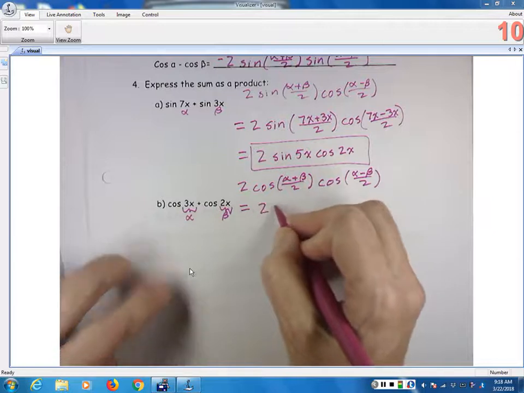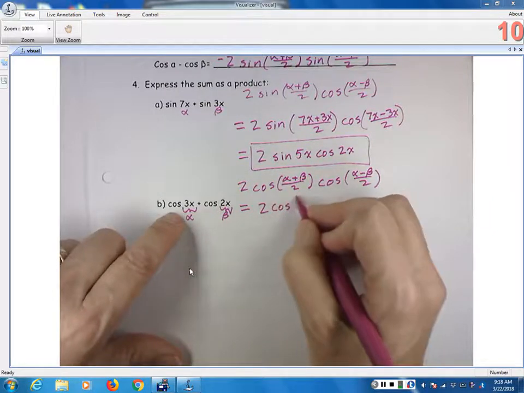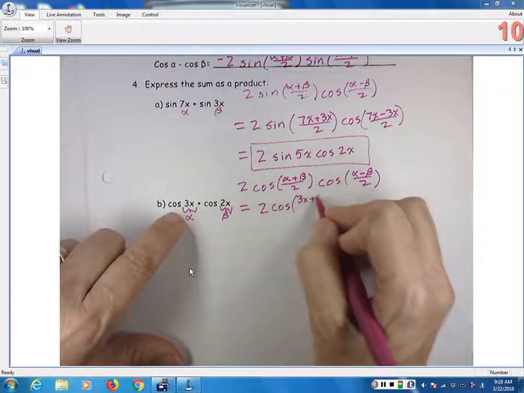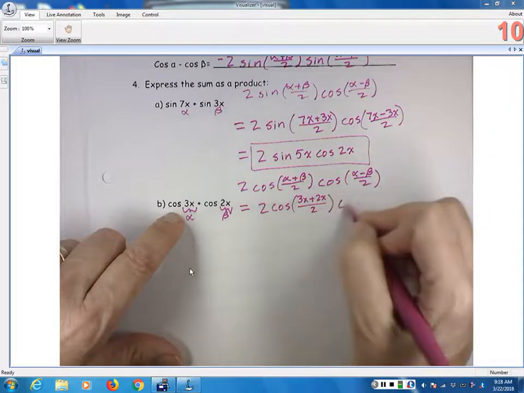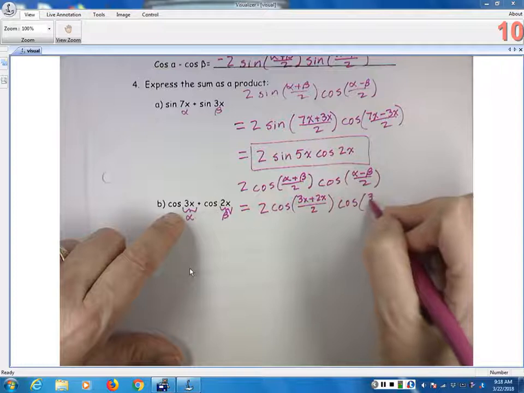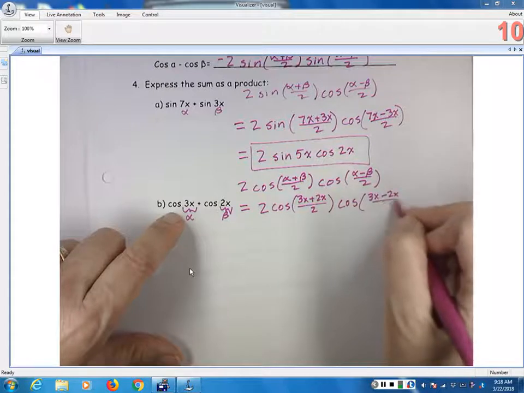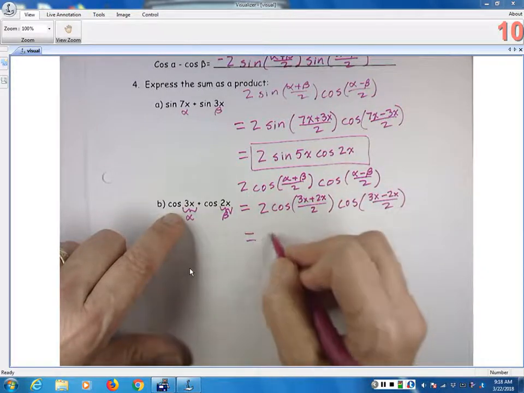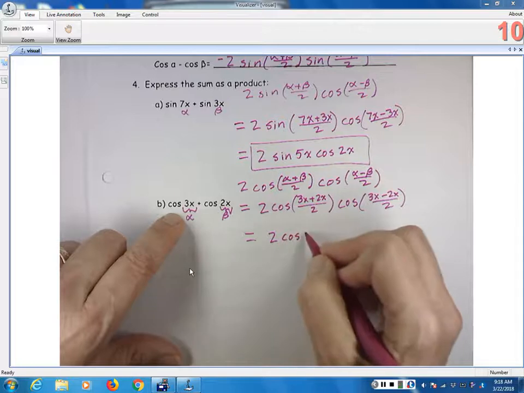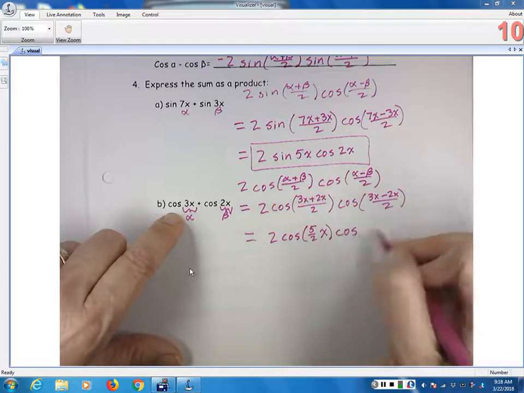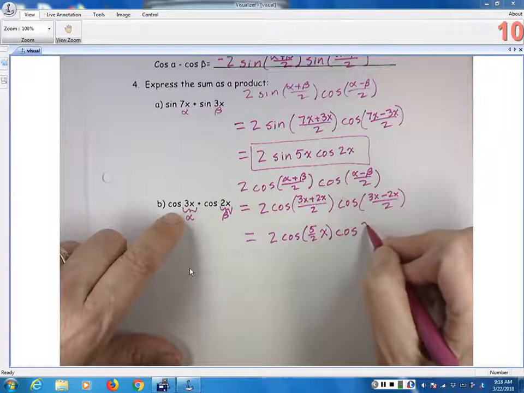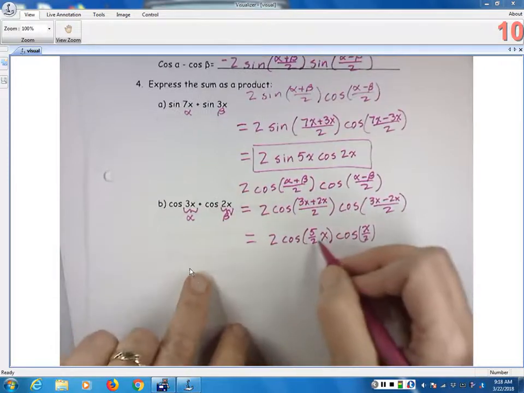2 cosine of (3x plus 2x) divided by 2, cosine of (3x minus 2x) divided by 2 is 2 cosine of 5/2 x, cosine of x. We could say over 2 or 1/2 x. I could have said 5x over 2. Doesn't matter.